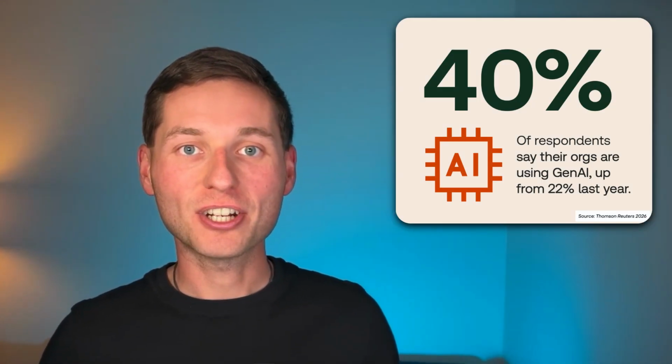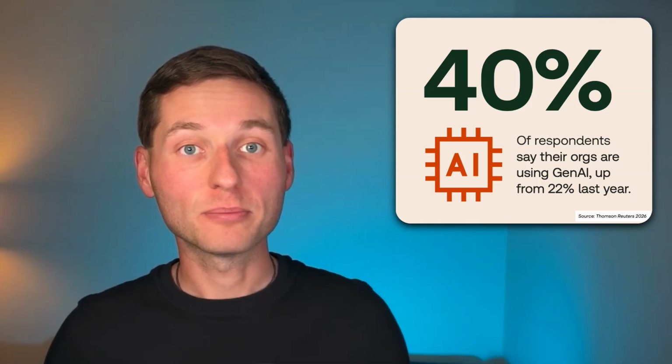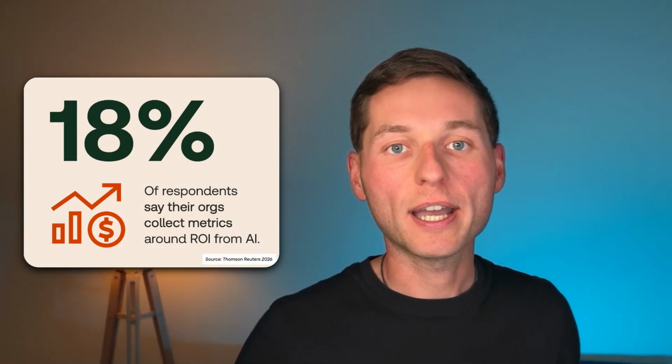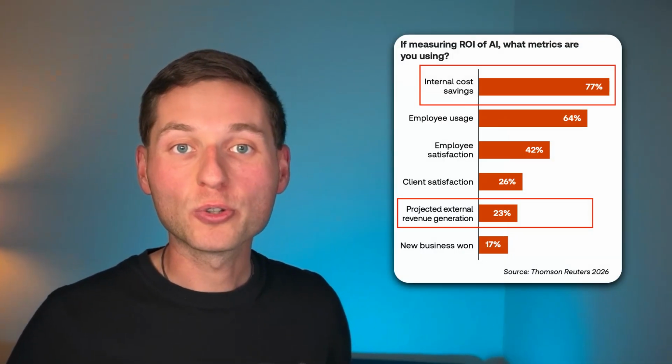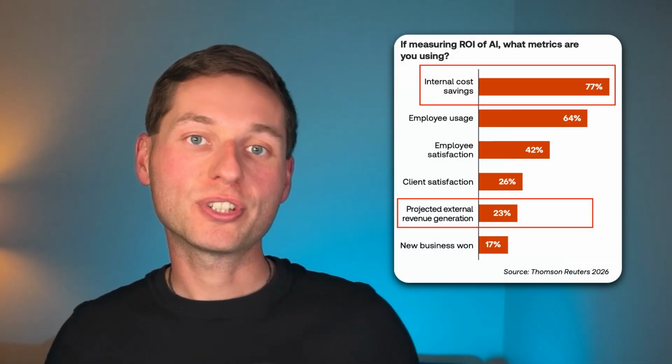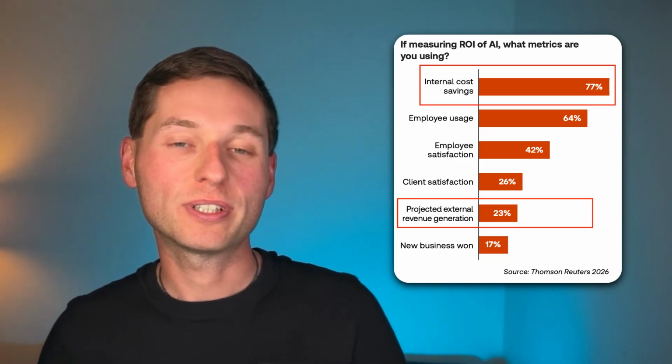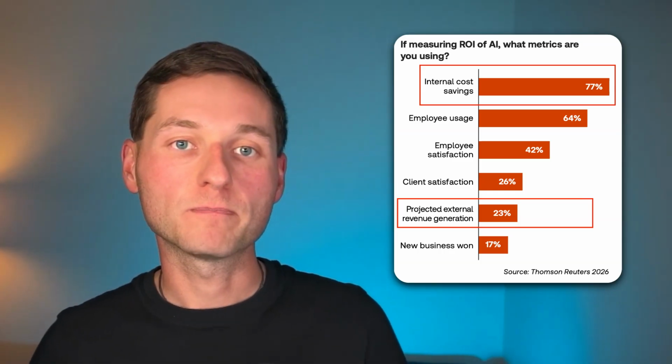AI and automation is an area that most companies are investing in to generate more revenue and stay ahead of the competition. According to Thomson Reuters 2026, 40% of organizations are now using Gen AI, up from 22% last year. But only 18% are actually measuring ROI from their AI initiatives. And from those who do measure it, 77% focus solely on internal cost savings, while only 23% track revenue generation.